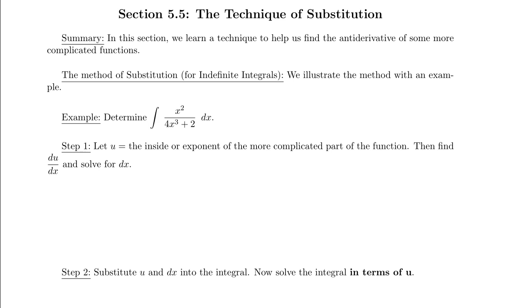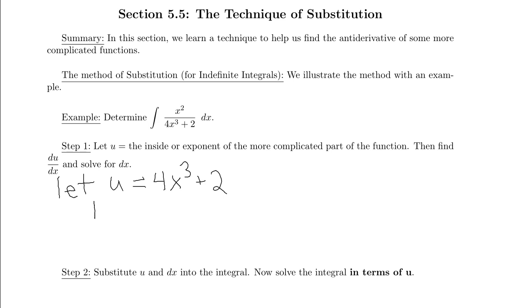So your first step, step 1, when you're doing what's called a u substitution, you let u equal the inside or the exponent of the more complicated part of the function. Okay, so let's try to identify what's more complicated. We have an x squared, and then in the denominator we have a 4x cubed plus 2. So even though it's not crazy complicated, that 4x cubed plus 2 is the more complicated part. So we're going to let u equal 4x cubed plus 2.